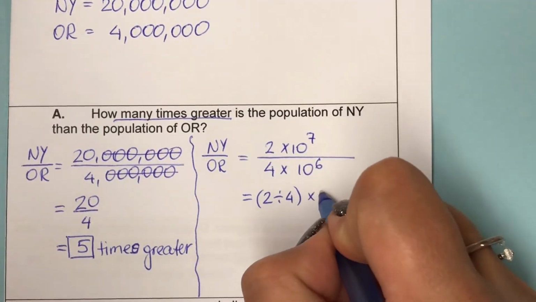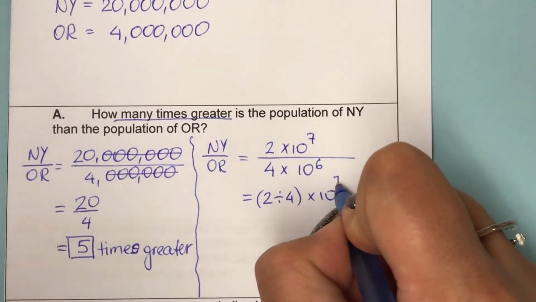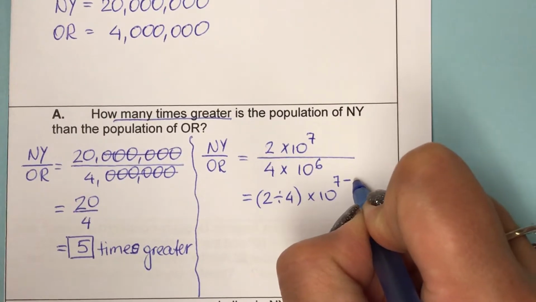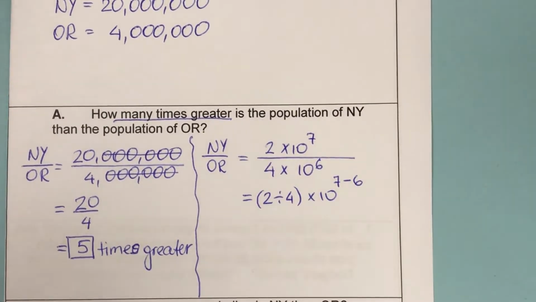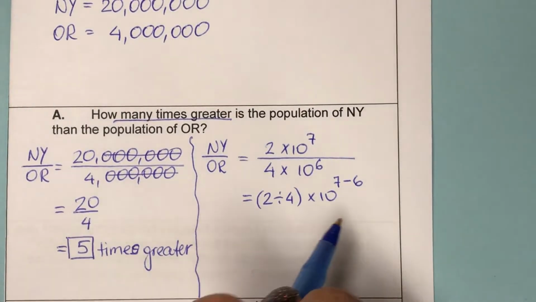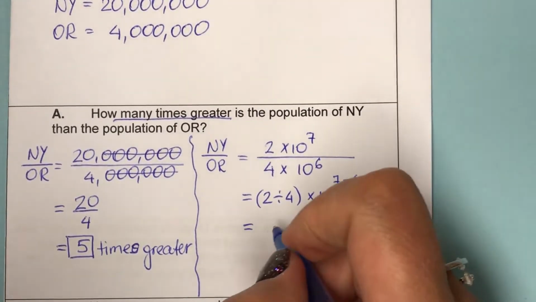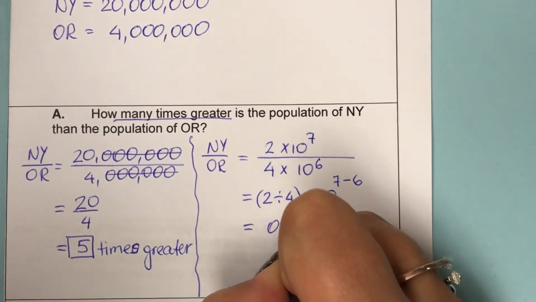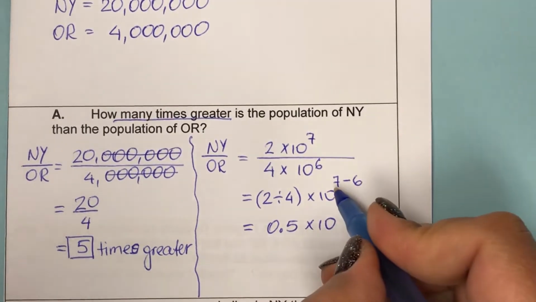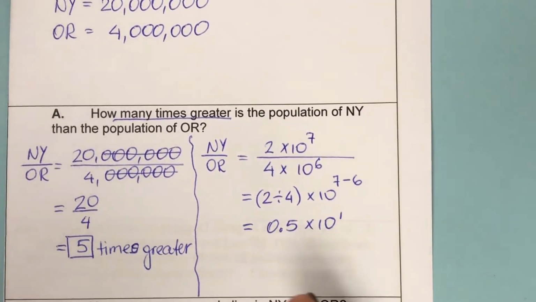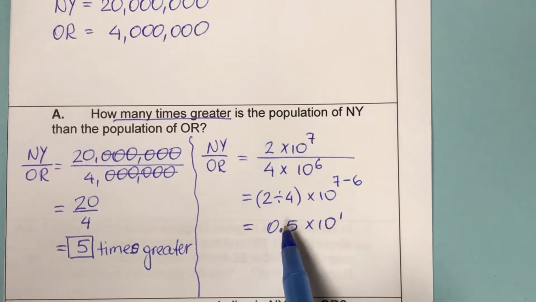bases, divide 2 by 4, multiply times 10, and then the power of 10 will be 7 minus 6, because when we divide two powers with the same base, we keep the base and subtract the exponents. Dividing 2 by 4 is 0.5 times 10 to the first. Now check, in order to have the answer, we need to have one digit that is not a 0, so you can't have a 0 right here.